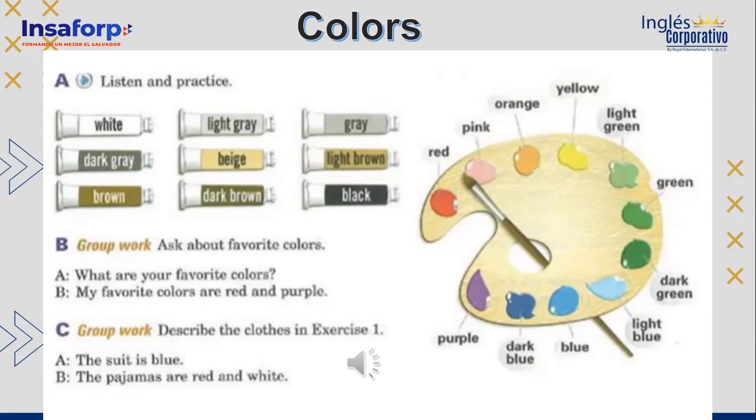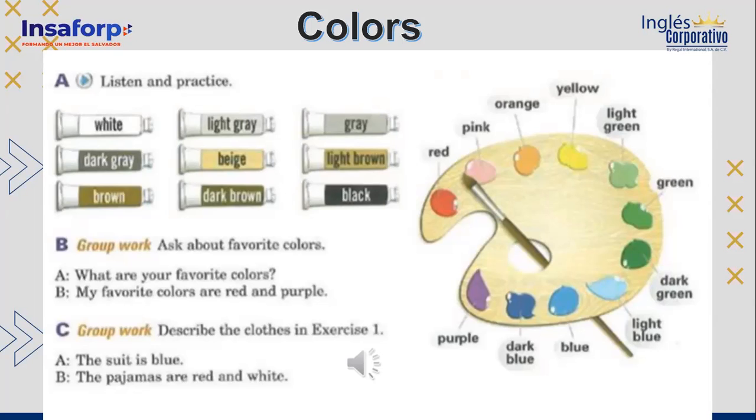Okay, solo uno tiene, just yellow. Pink. Okay. Green. And green. Okay, yellow, pink, and green. Thank you so much. So the question is in plural. So what are your favorite colors? So you have to say two or more than two. So you say my favorite colors are, and then you say the colors that you like.